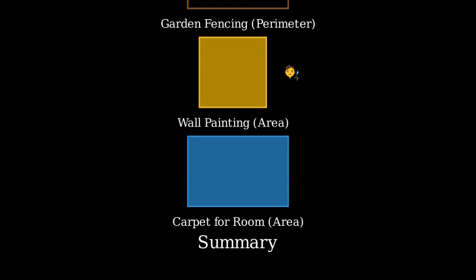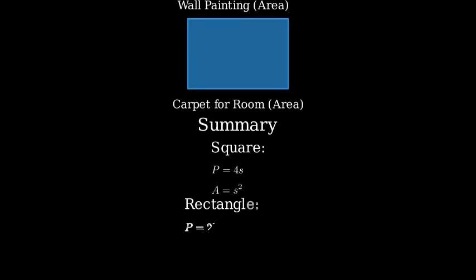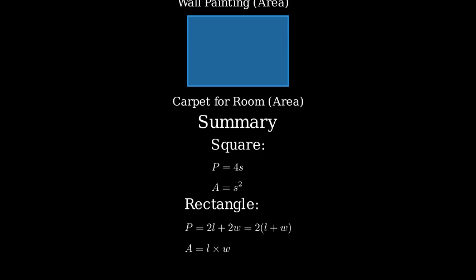Let's summarize what we've learned today. For a square with side length S, the perimeter is 4 times S. The area is S squared. For a rectangle with length L and width W, the perimeter is 2 times L plus 2 times W, or 2 times the sum of L and W. The area is L times W. Remember these formulas, as they are fundamental to many calculations in geometry and real-world problem solving.